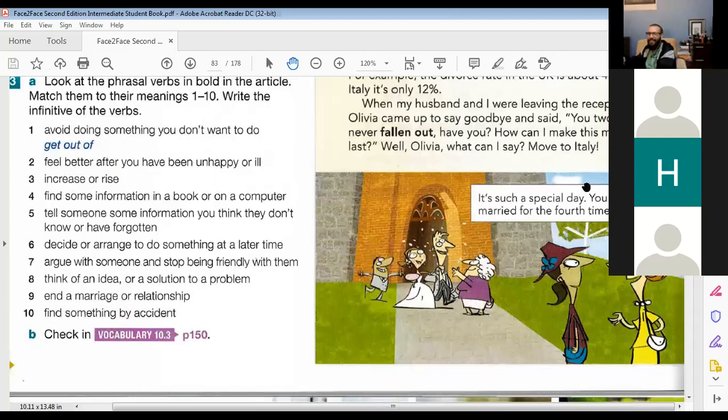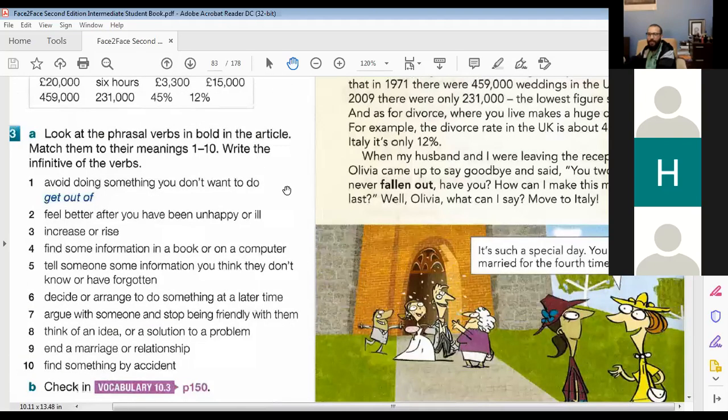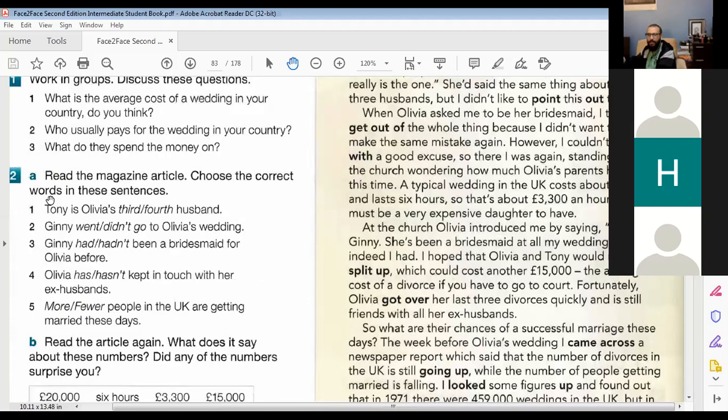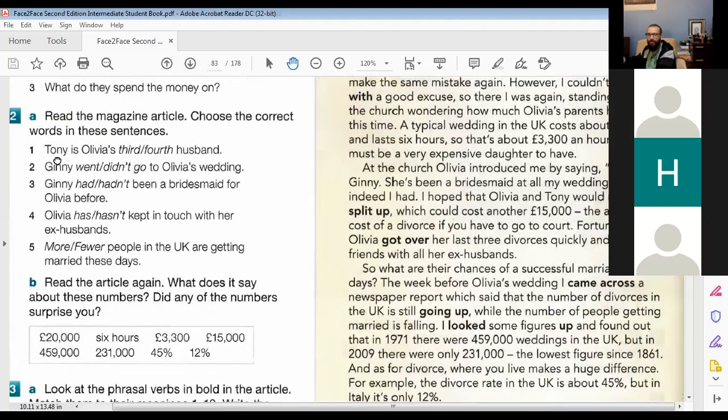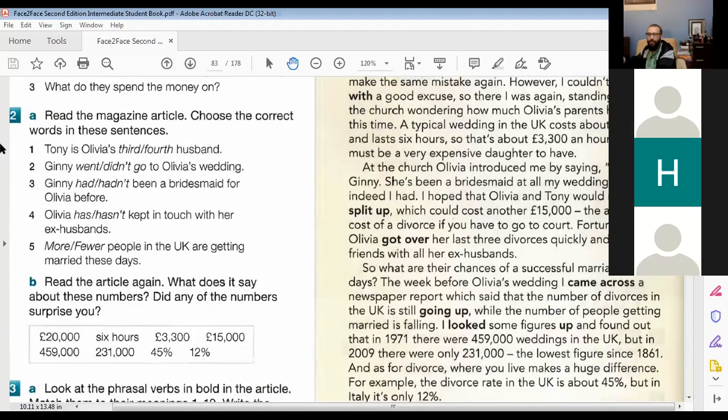Now, can you see what's happening in the cartoon? So she's an expert in getting married and divorced and married and divorced. So now let's see some of the questions. Let's start here with the options. So we want to choose the correct words.